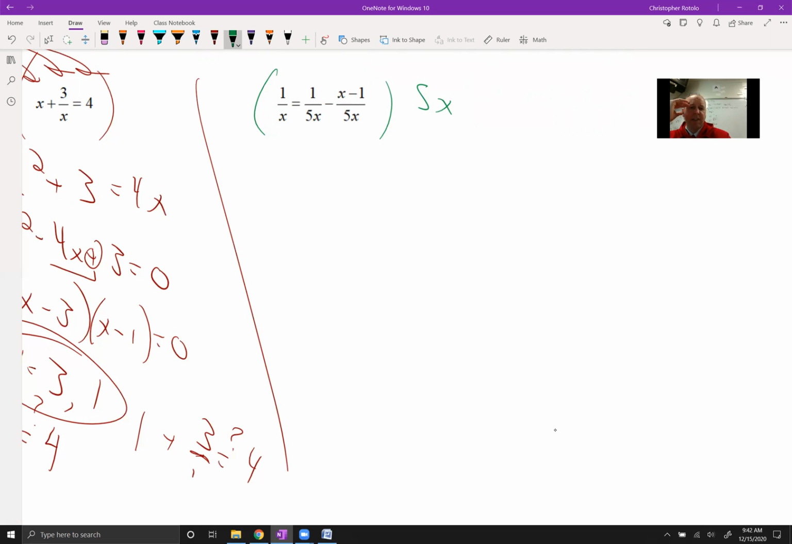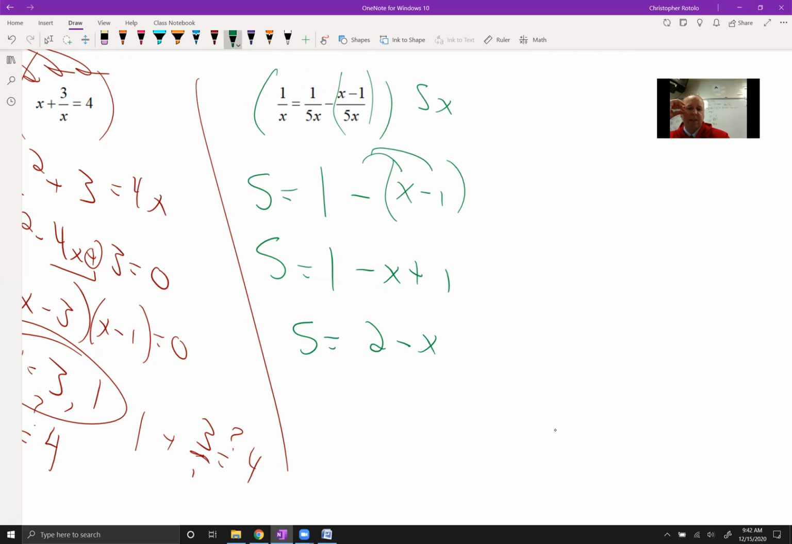So the x cancels out the x, so I get 5 equals the 5x cancels out the 5x. I get 1 minus, 5x cancels out 5x. All right, and it's minus this whole term. So I'm going to use x minus 1 in parentheses here just to be safe. So I get 5 equals 1 minus x plus 1 as I distribute. So I get 5 equals 2 minus x. I'm going to subtract the 2 to get 3. So x is supposed to be negative 3. Okay, that's potential, so we can plug it in and make sure that that works.